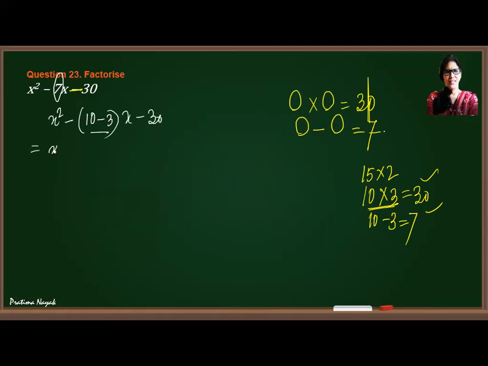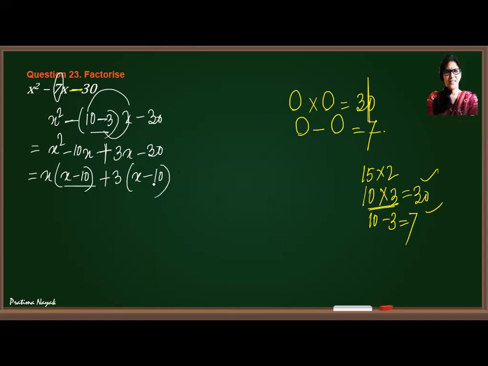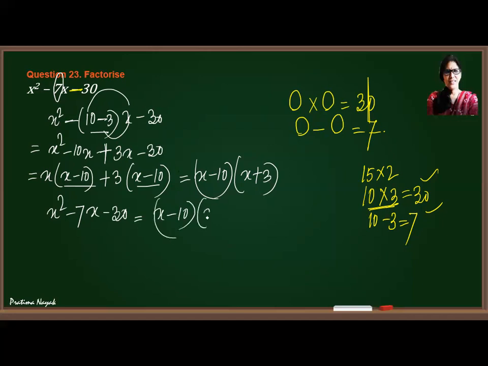Then I'll go for x square minus 10x. 10 will be negative but 3 will be positive because there are two negatives: 3x minus 30. So what will be common from the first? x minus 10. What will I write here? I'll write positive 3, then x minus 10. Next, taking x minus 10 common, what will be left? x is left, and from the second term 3 is left. So this is the answer: x square minus 7x minus 30 is equal to x minus 10 multiplied by x plus 3.